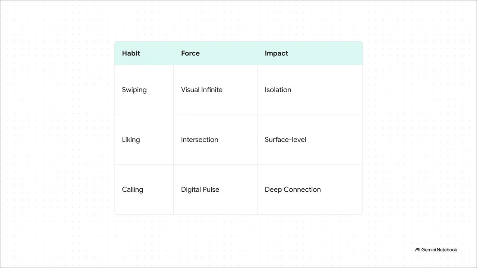Now, if you're just dropping automated likes, you're sitting right at the intersection. It's very surface-level interaction. Better than nothing, for sure, but it completely lacks depth. But if you make the conscious choice to engage in deliberate video calling or direct messaging, you are firing up that digital pulse, and that results in deep, meaningful human connection.